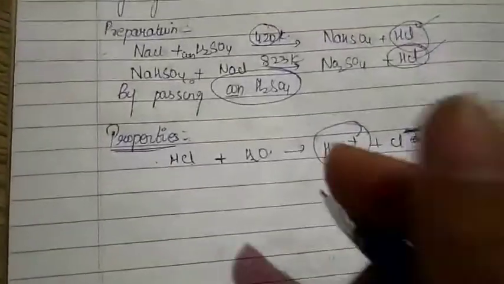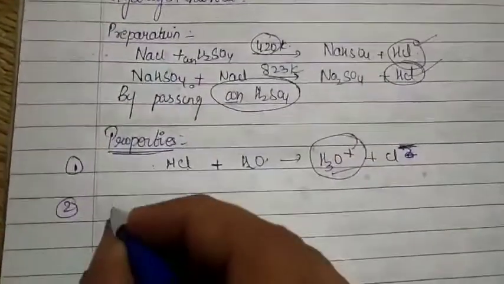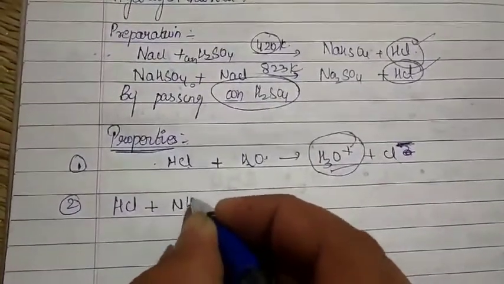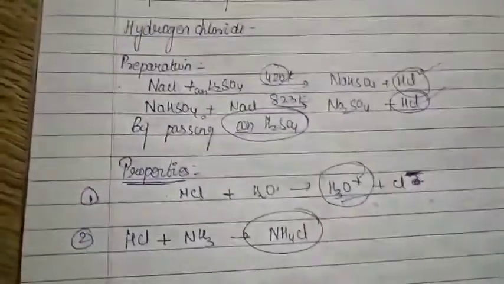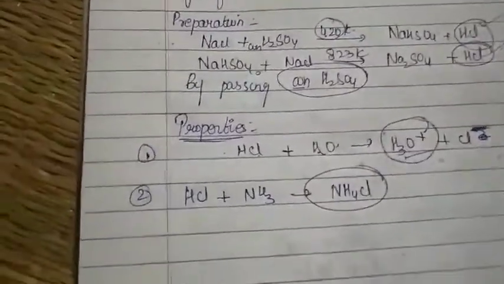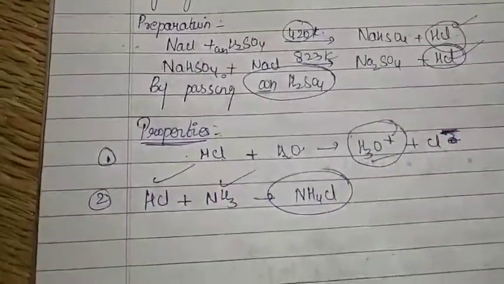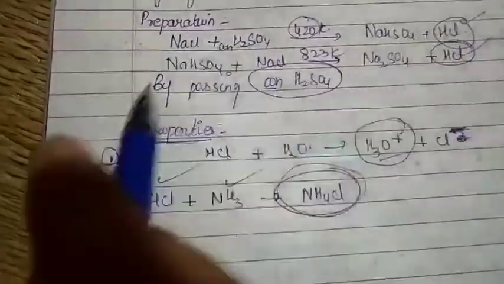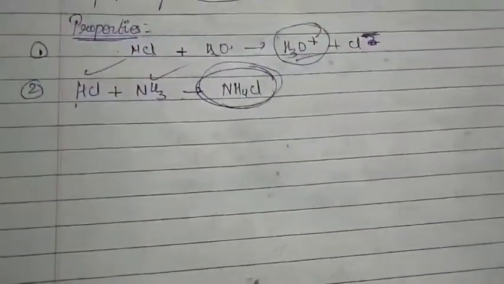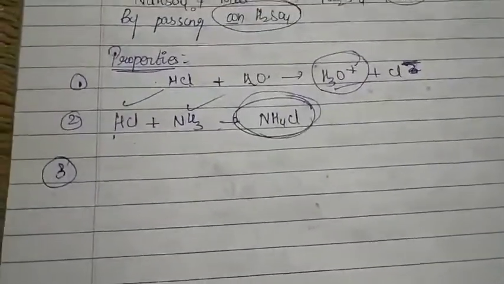The next important part we are going to see is what happens when HCl reacts with NH3. When you treat HCl with ammonia, basically you are going to get dense white fumes of ammonium chloride. Of course it's a neutralization reaction, HCl reacting with NH3, but both are in the gaseous state, which will have the appearance of dense white fumes.